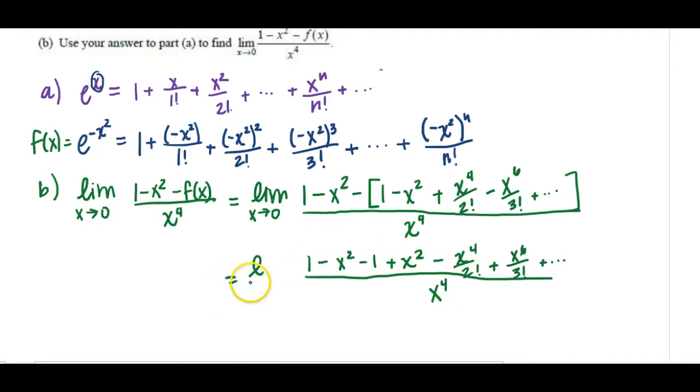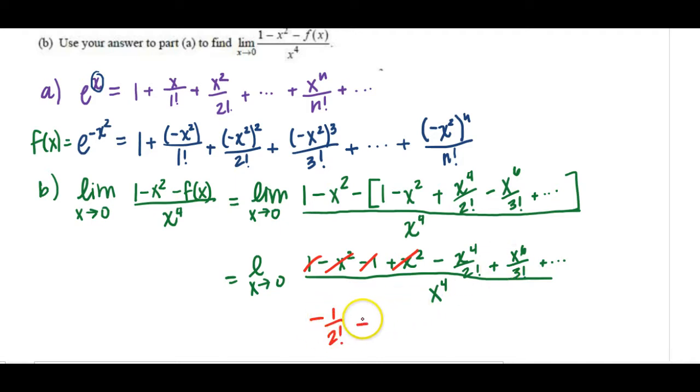So we're still solving this limit as x approaches 0. So let's go ahead and cancel out the 1's, 1 minus 1, negative x squared plus x squared. And then hopefully you can see that this first term here, we're going to have negative x to the 4th over 2 factorial and then over x to the 4th. So the x to the 4ths are going to cancel as well, and all we're going to be left with is a negative 1 over 2 factorial for the first term.